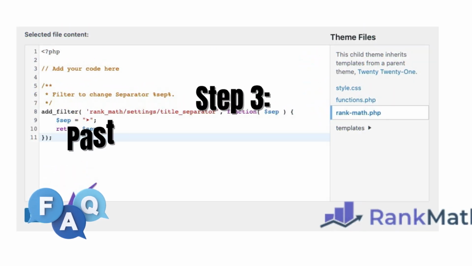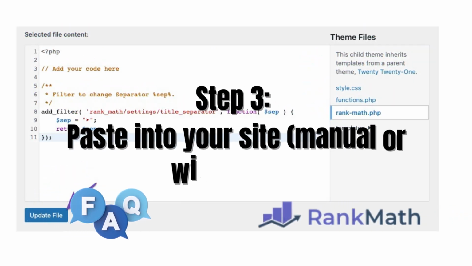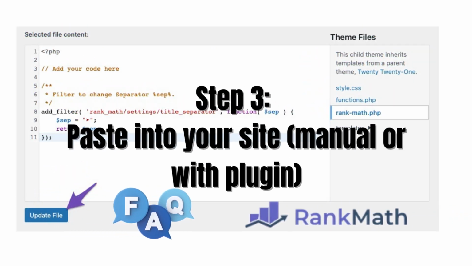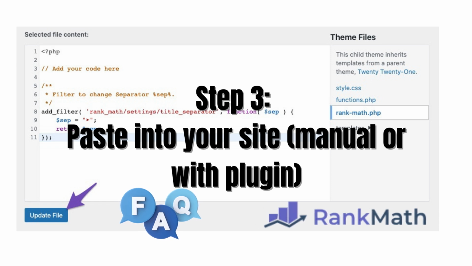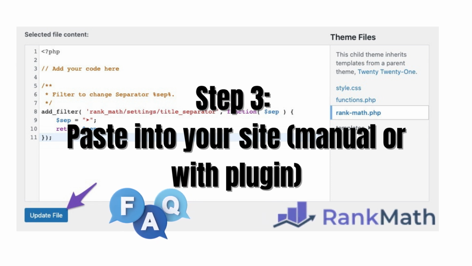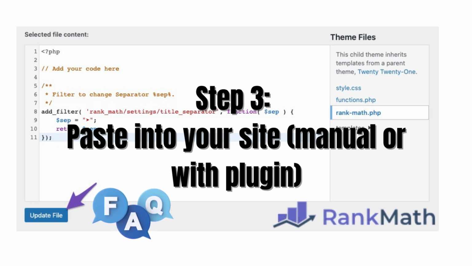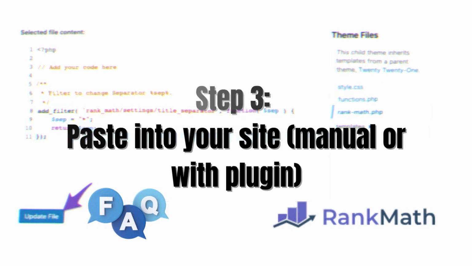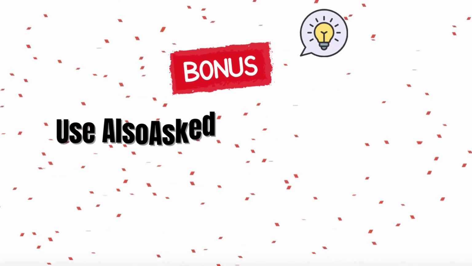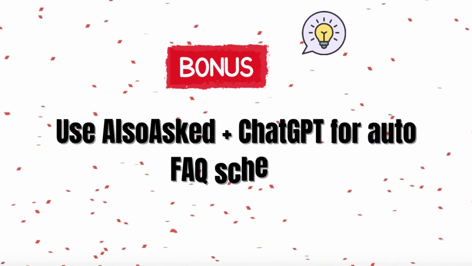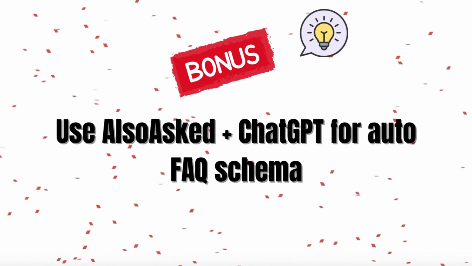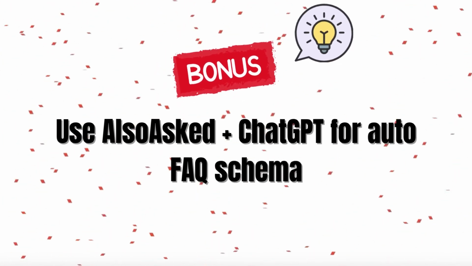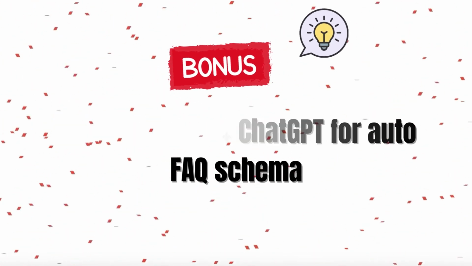Step 3. Paste the validated code into your site's header, or use a plugin like Rank Math or Yoast Schema. Boosts your chances of getting rich results like stars, FAQs, and breadcrumbs in search. Bonus tip: use tools like AlsoAsked plus ChatGPT to auto-generate FAQ schema with questions users are searching for.